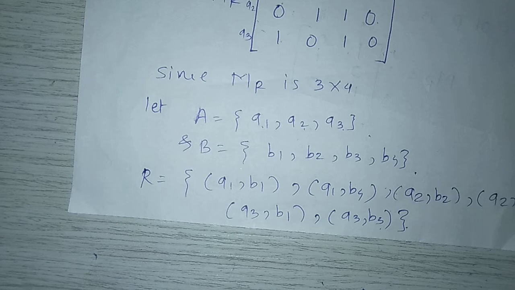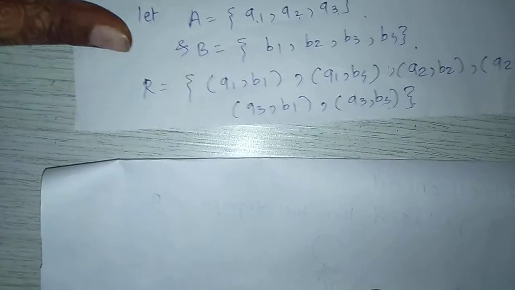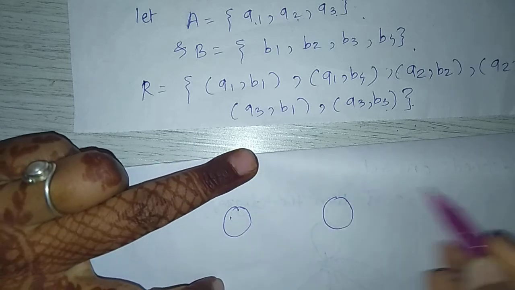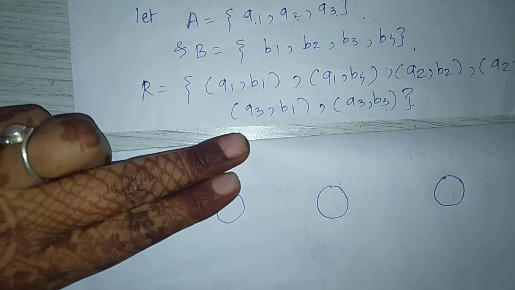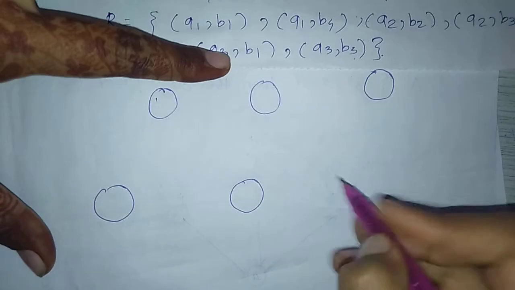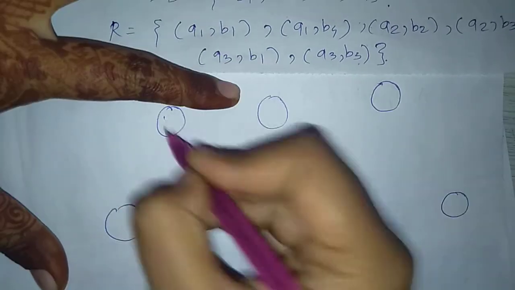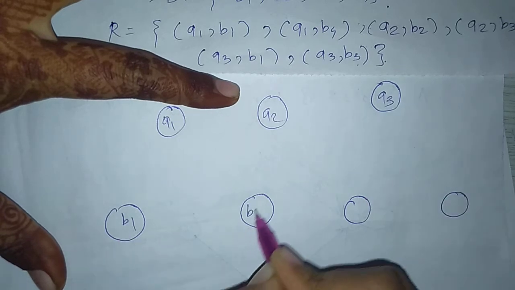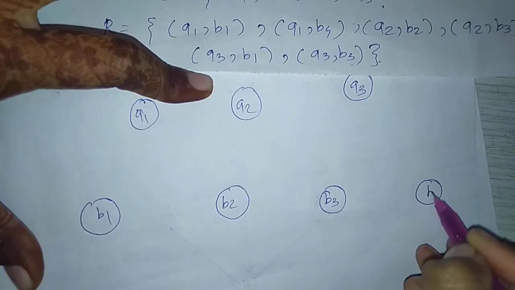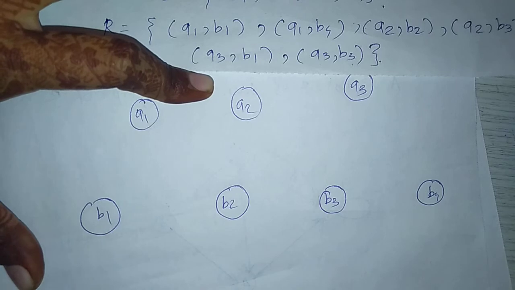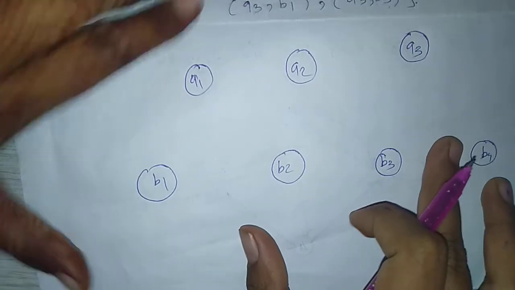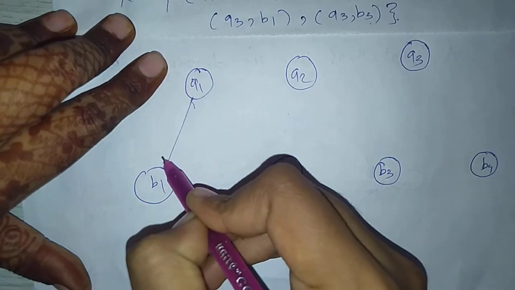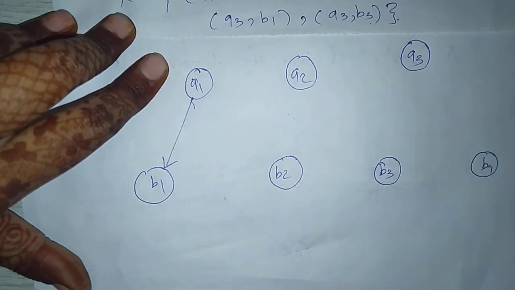Next diagram is, first draw the circles of the elements A and B. A1, A2, A3, B1, B2, B3, B4. Total elements are 7. A1 goes to B1. Next A1 goes to B4.